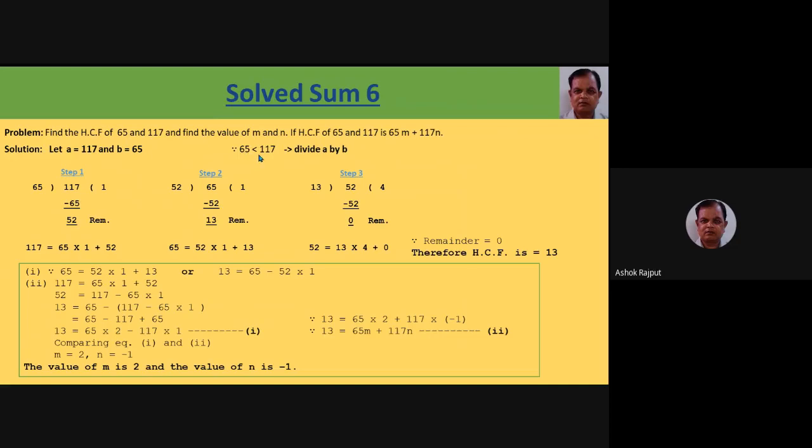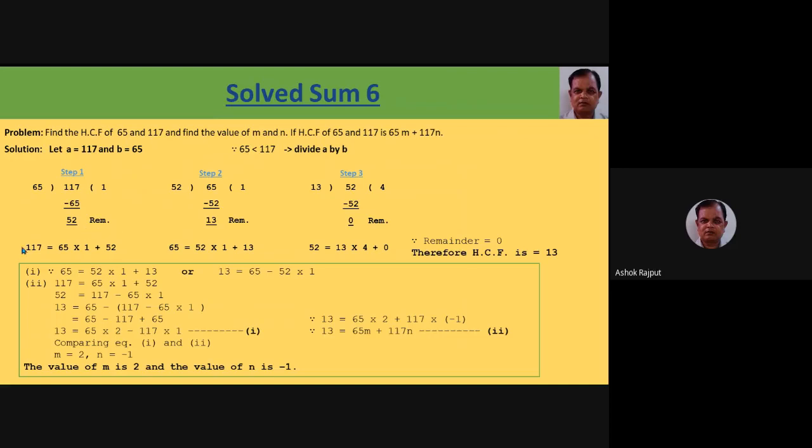Here we see which number is smaller. 65 is smaller than 117. So we will divide a by b. Here b is the divisor and a is the dividend. In the first step, we divide 117 by 65. It is divisible only one time. 65 times 1 is 65. When we subtract, we find 52. It is not 0 because it is the remainder, and it is smaller than the divisor also. So there is a need for the next step.